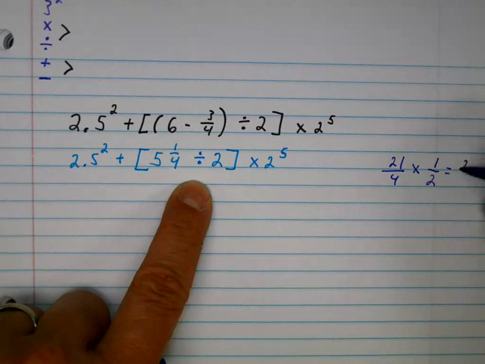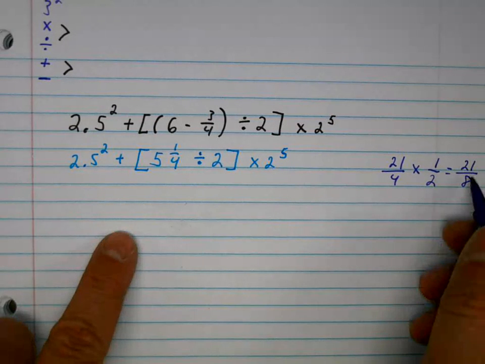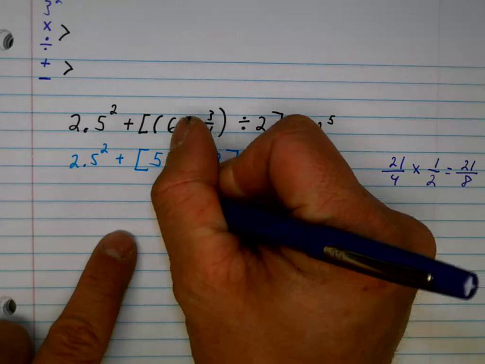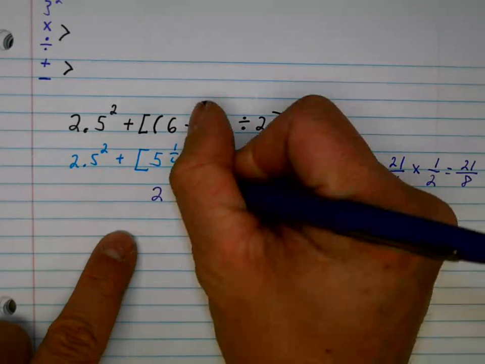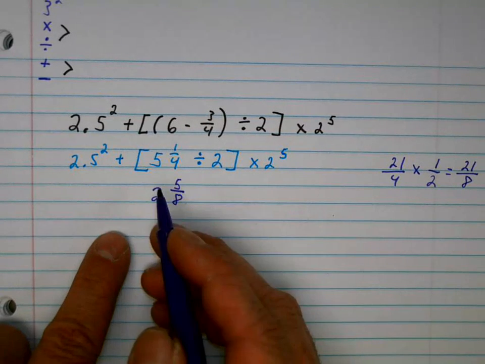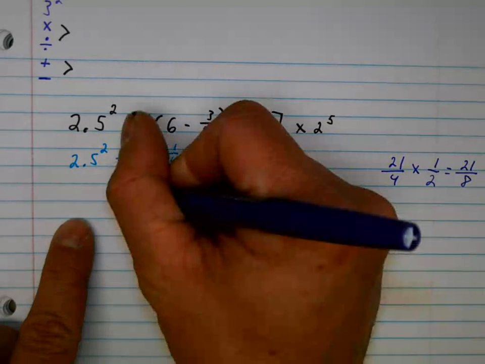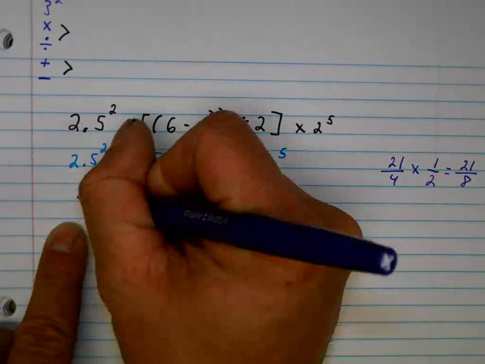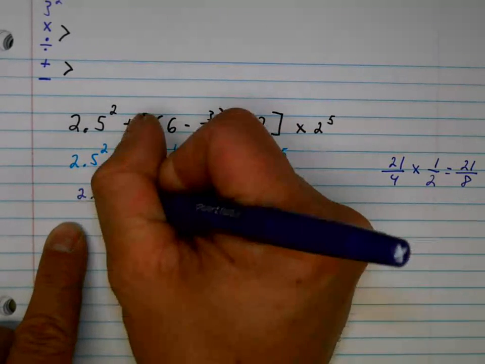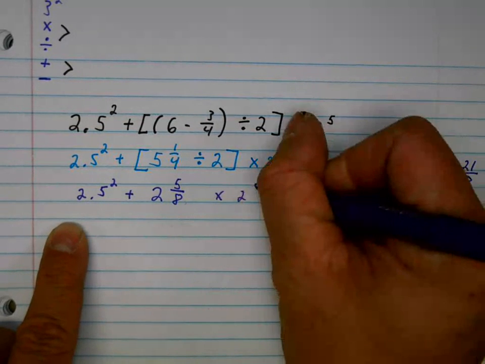21 times 1 is 21. 4 times 2 is 8. And I need to turn that back into a mixed number. So 21/8, 8 goes into 21 2 times, and there's 5 left over, and I keep the same denominator. So 2 5/8. So 5 1/4 divided by 2 is 2 5/8. And then I'll rewrite the rest of the problem. Plus 2 5/10 to the second, and then times 2 to the 5th.